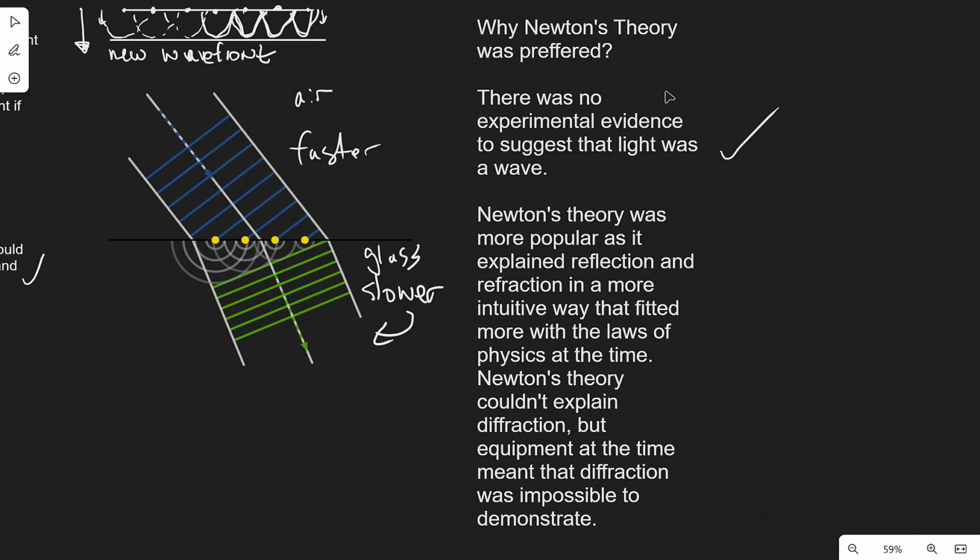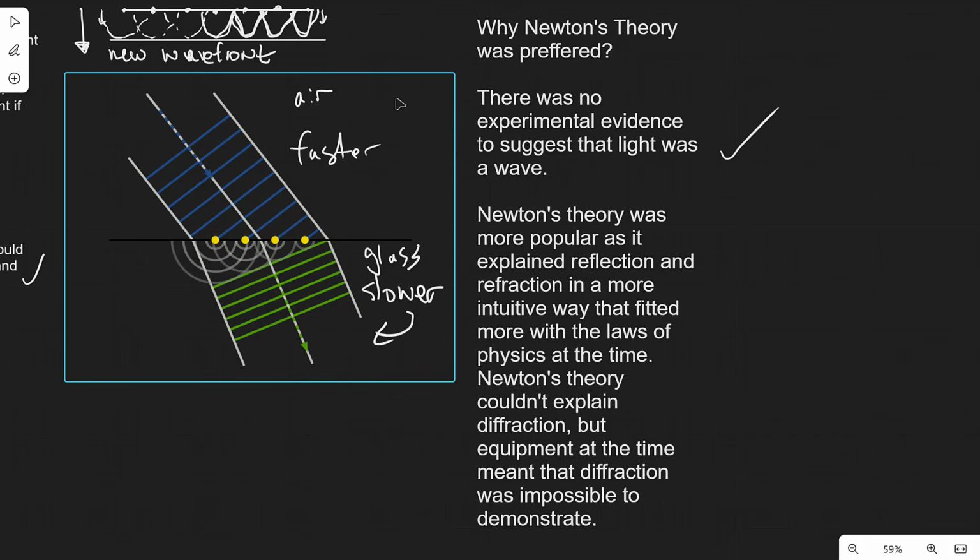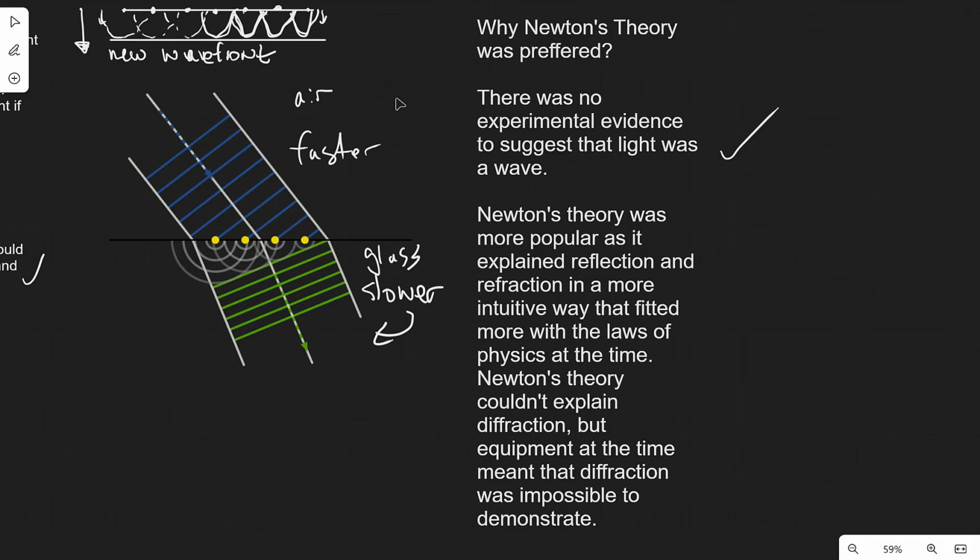So, Newton's theory was more popular because it explained the mystery of reflection and refraction using the more intuitive physics at the time of particles, because people are familiar with the idea of particles that reflect, that bounce off things. Okay, Newton's theory though could not explain diffraction, simply because the equipment at the time meant that diffraction was impossible to demonstrate for light waves.